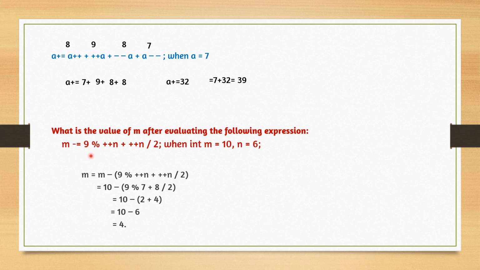And the next question, one more question. Here, m -= 9 % ++n / 2, when int m is equal to 10 and n is equal to 6. So here m -=, we can solve it in the end. Otherwise, we can take it on the right hand side, but the value will be subtracted only at the end. 10 minus 9 modulus ++n. n is 6, that means 7, and once again ++n, so 7 will become 8, 8 by 2. That means 9 modulus 7, the remainder is 2, and 8 by 2 is 4. So 10 minus 2 plus 4, that means 6. It is 4. So like this we can solve it.